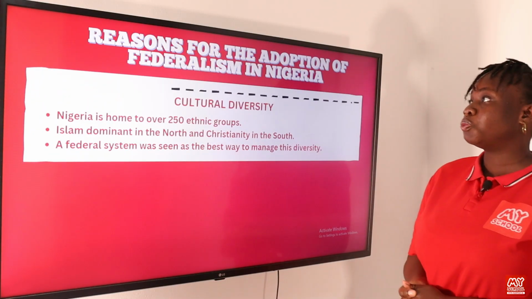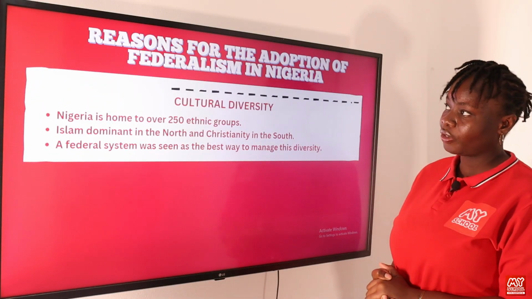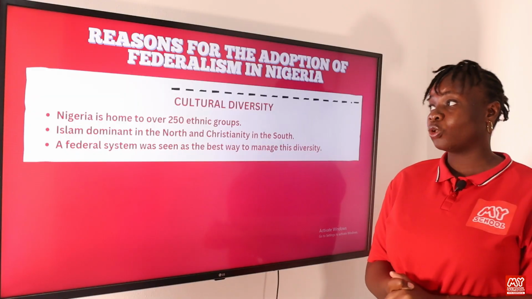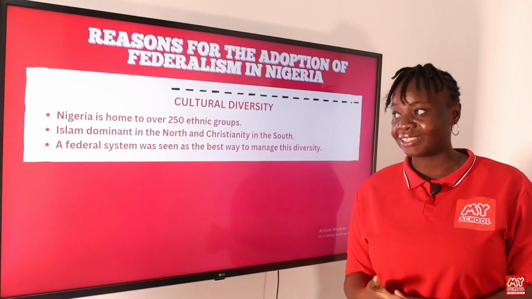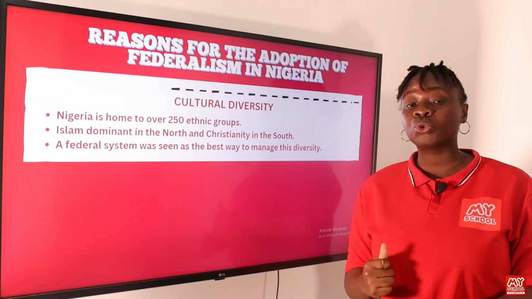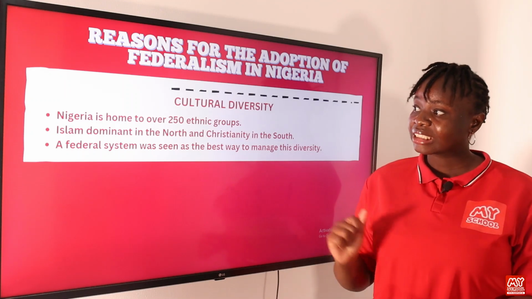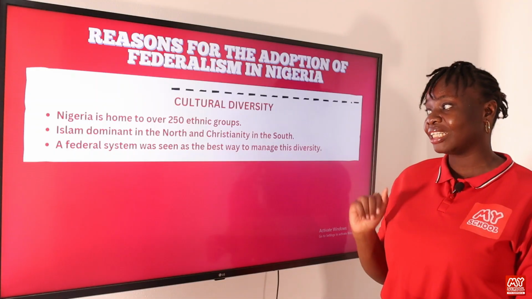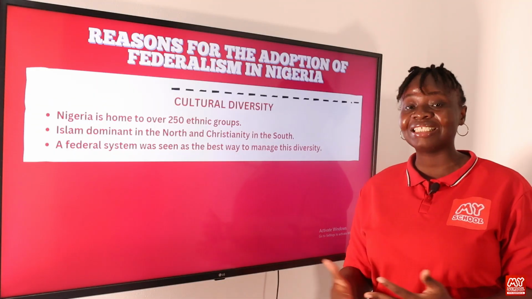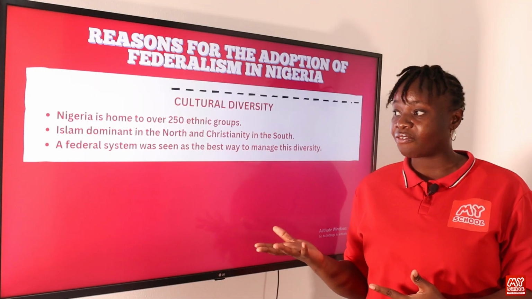Now we're going to discuss the reason for the adoption of federalism in Nigeria. One of the reasons for the adoption of federalism is cultural diversity. Nigeria is home to over 250 ethnic groups. Islam is dominant in the north and Christianity is dominant in the south. So we can see the ethnic and religious diversity we have in the country.